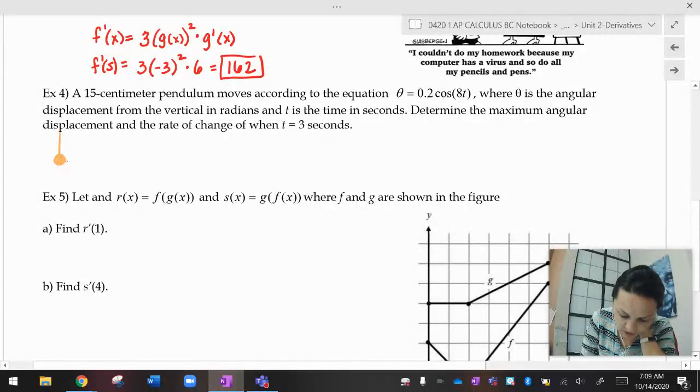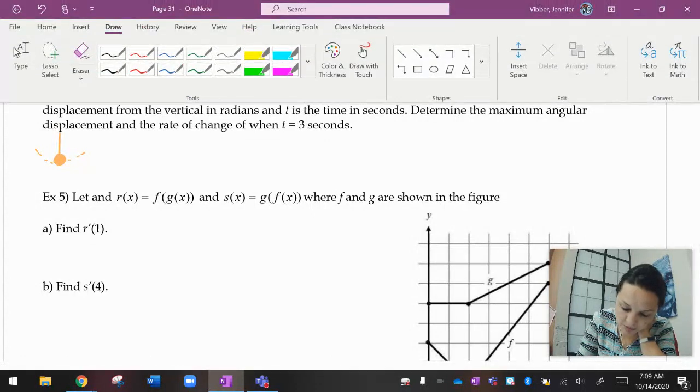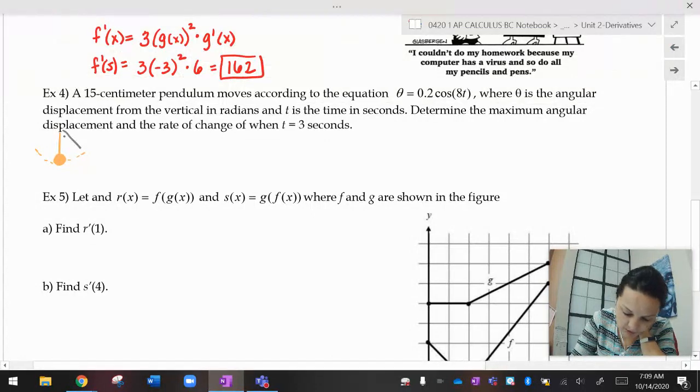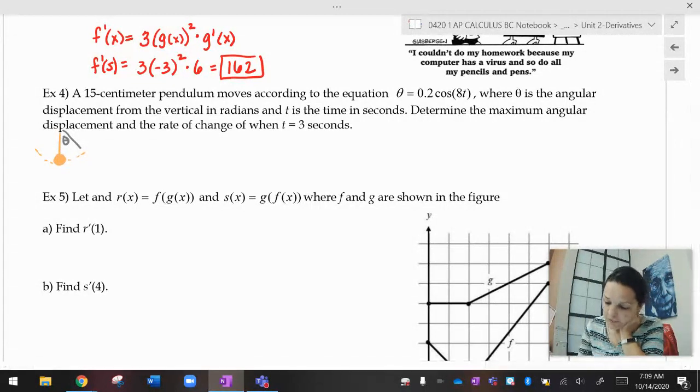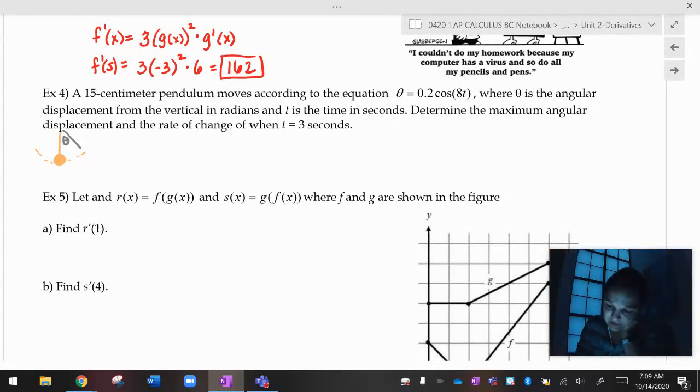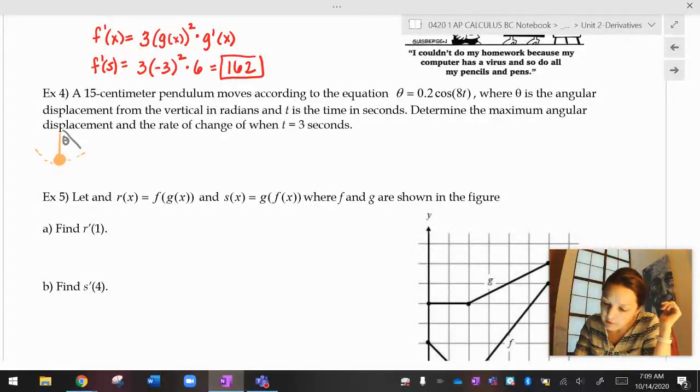So here's a pendulum, and it's going back and forth. And that angular displacement that they're talking about is basically figuring out how far from vertical does it get angularly up there. So I have a formula for that. Fine. Determine the maximum angular displacement and the rate of change when t equals 3.